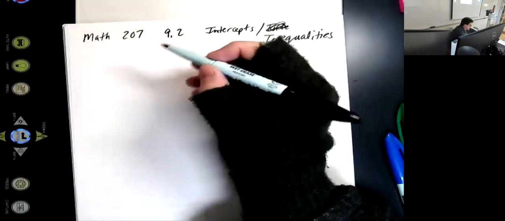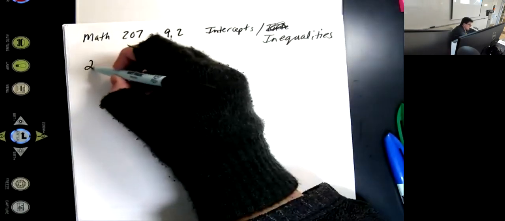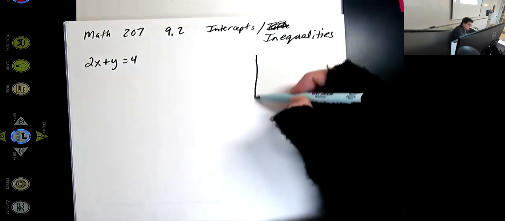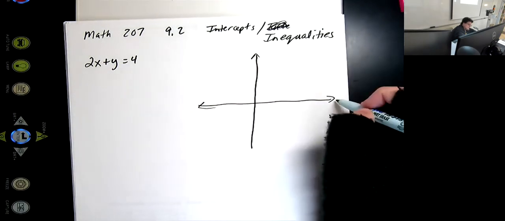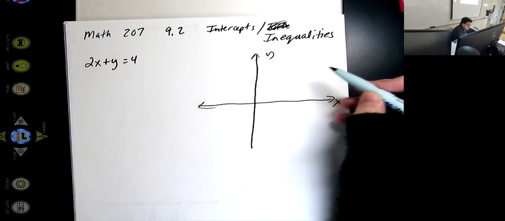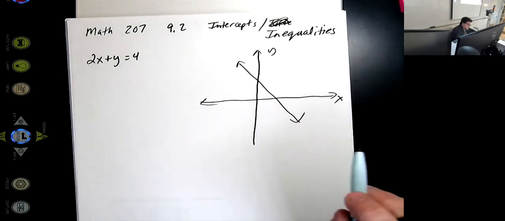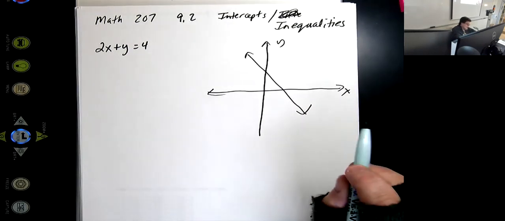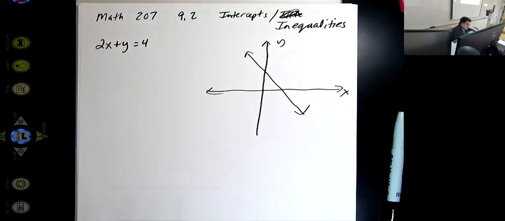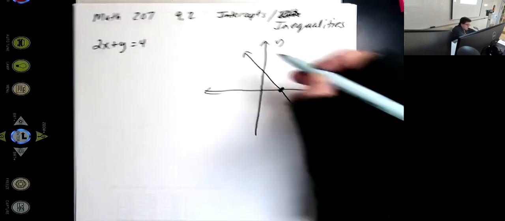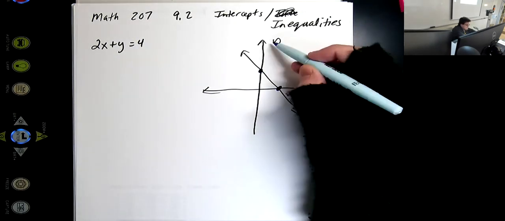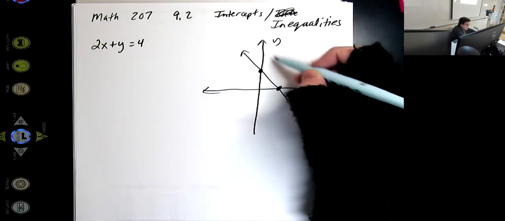So we were working with equations like 2x plus y equals 4, and we were making tables to plot them. And we go through and make the table. The idea of what an intercept is: an intercept is where it crosses the horizontal axis and the vertical axis. The vertical axis is intercepting or crossing the y-axis.